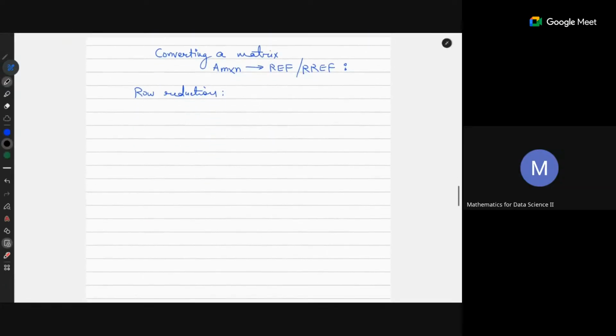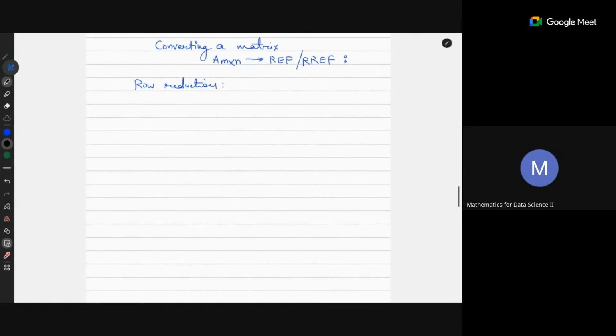All right. So now let's see how to convert a matrix into an RREF form and REF form, which you guys are all waiting for.